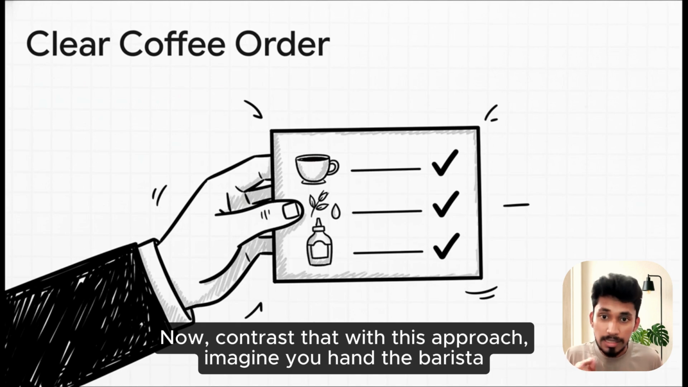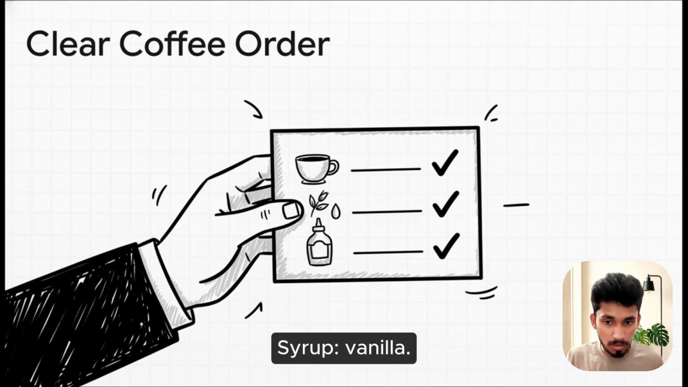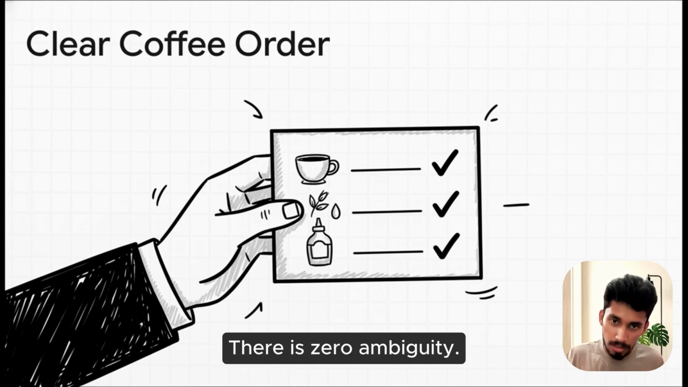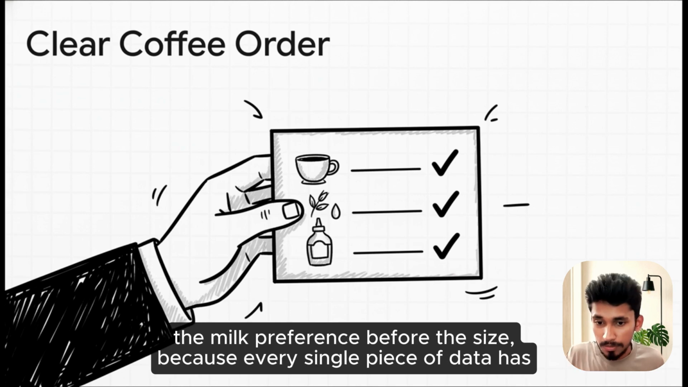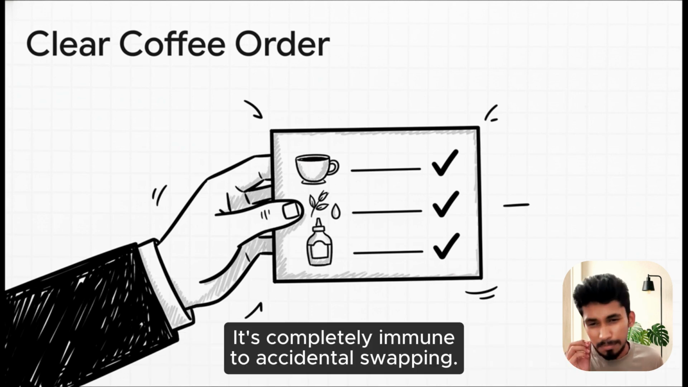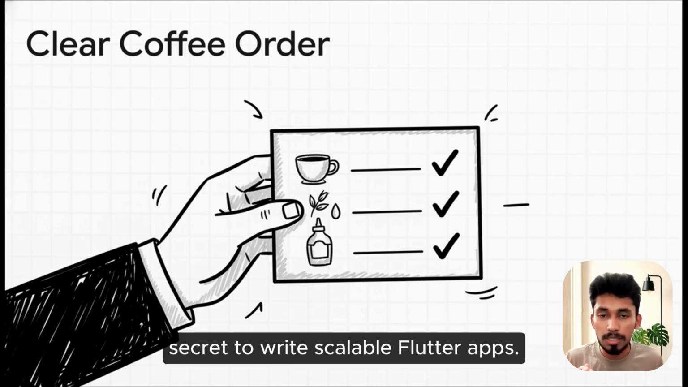Now contrast that with this approach. Imagine you hand the barista a perfectly filled out order card. Size, large, milk, hot, syrup, vanilla. Instantly readable, right? There is zero ambiguity. And honestly, the best part, it doesn't even matter if you write the milk preference before the size, because every single piece of data has a clear, explicit label attached to it. It's completely immune to accidental swapping. This is the exact concept behind Dart's named parameters, and it is the absolute secret to writing scalable Flutter apps.